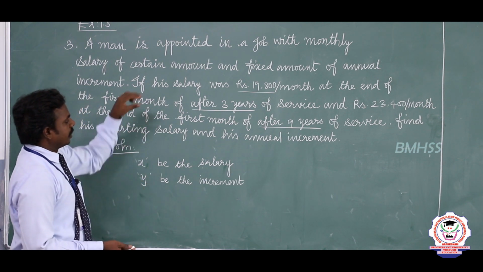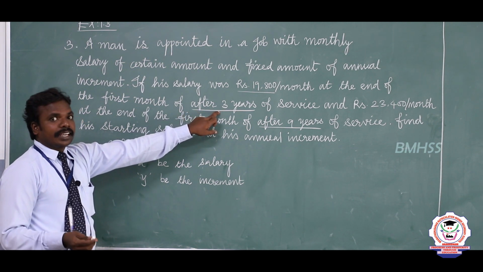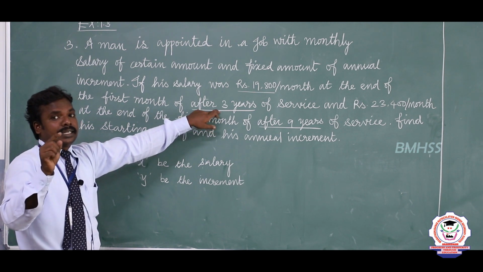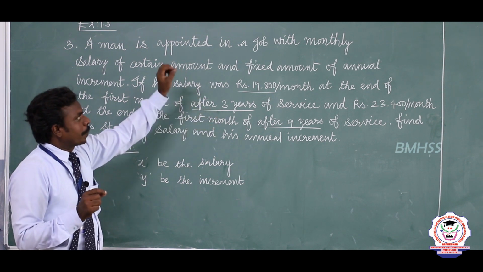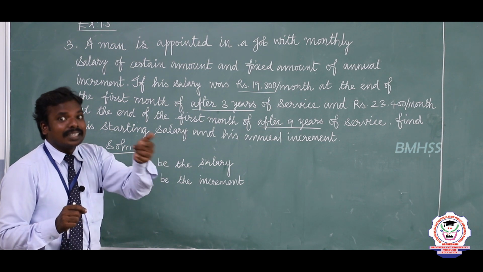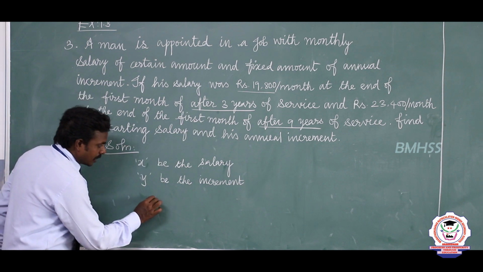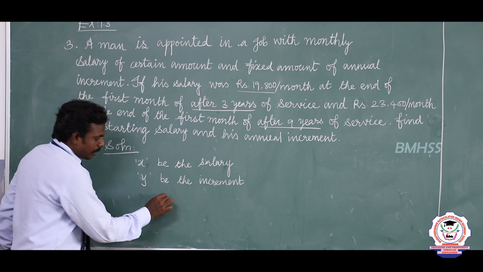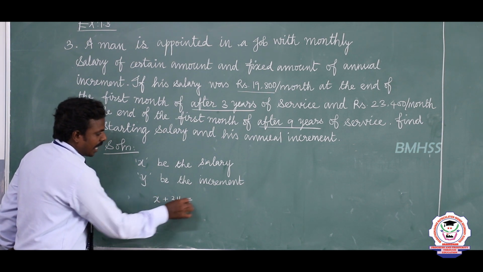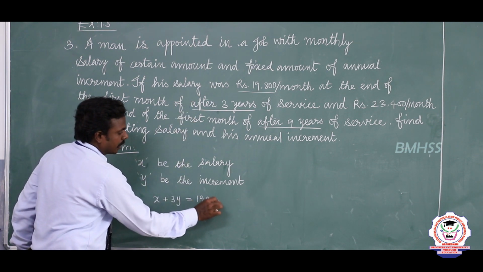At the end of 3 years he is getting the starting salary plus 3 years of increment. So the beginning salary plus 3 years of increments is 19,800. From this I write the first equation: starting salary X plus 3 years increment, 3Y, equals 19,800. This is the first equation.